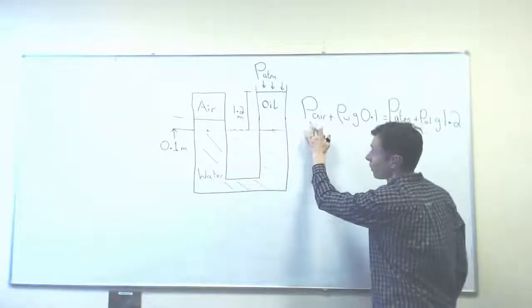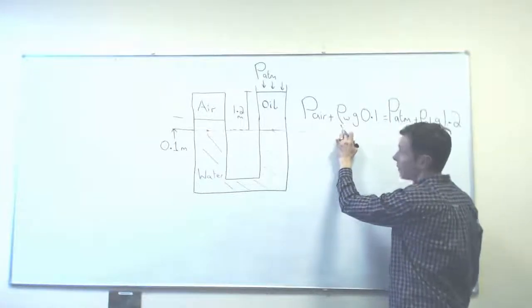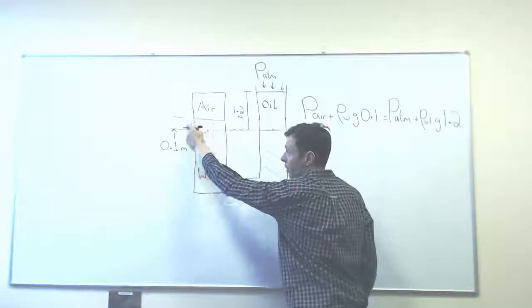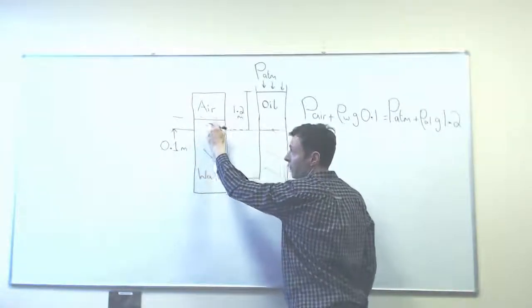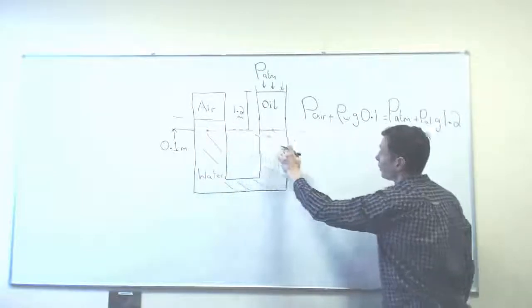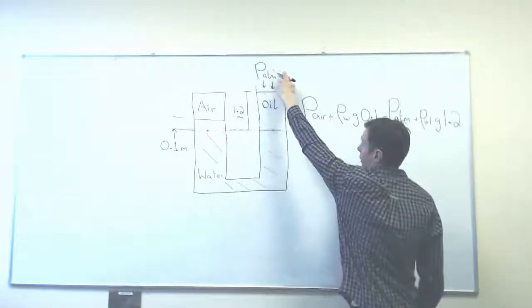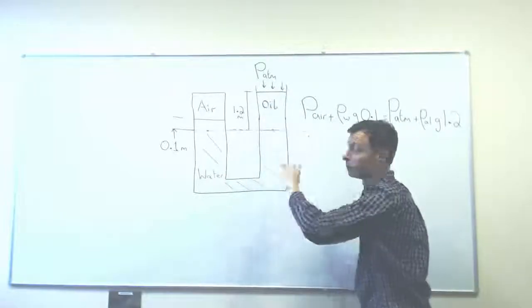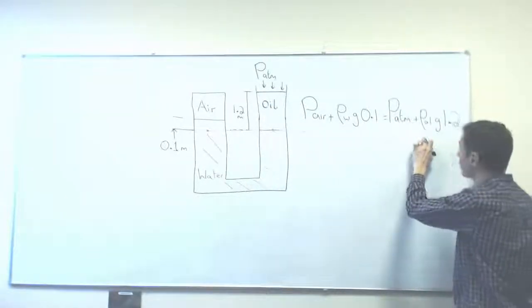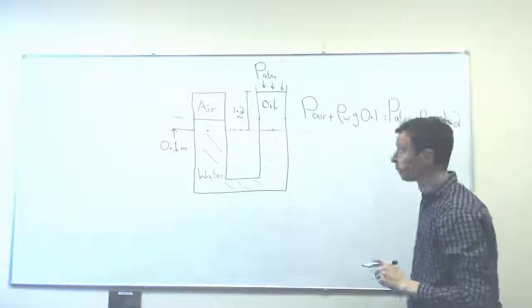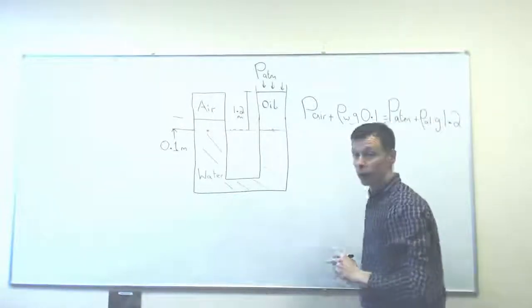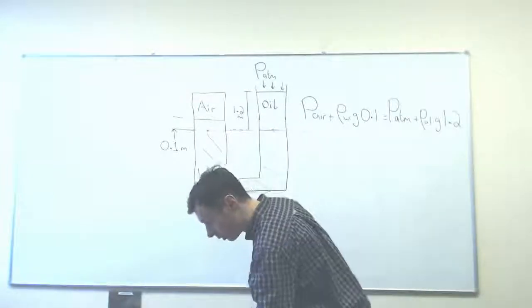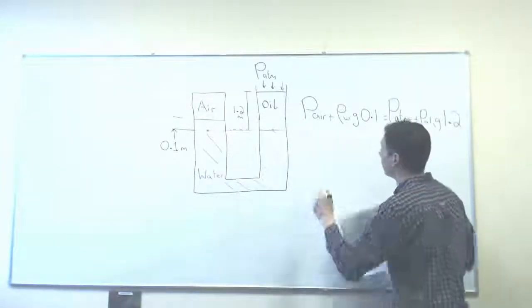Right, so on both sides, we've got the pressure of the air plus this little bit of water here, so rho water times G times 0.1 meters, equal to atmospheric pressure plus the pressure from this oil, which is the density of the oil, times G times 1.2. Okay, so now we can rearrange and substitute in the values.